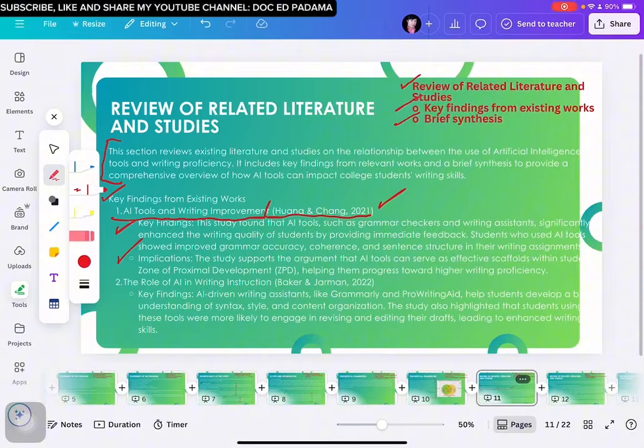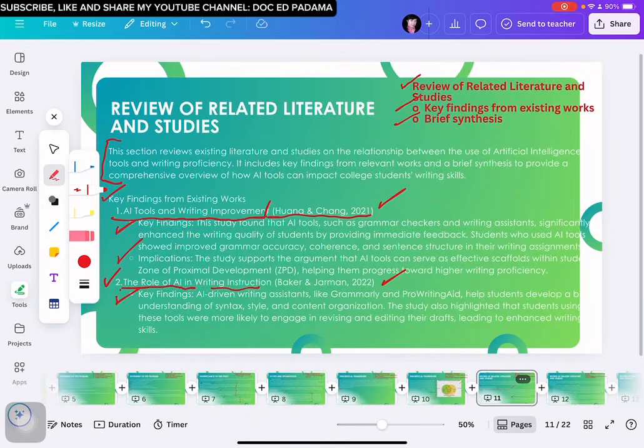two to three existing works or references, and then I presented the same labeling, or the same inclusions, which is the key findings and implications for the corresponding findings that will be presented. The second one is Baker and Harman 2022, and the title is The Role of AI in Writing Construction. And again, I presented the key findings under this particular reference.